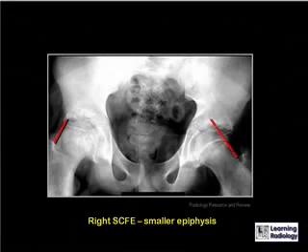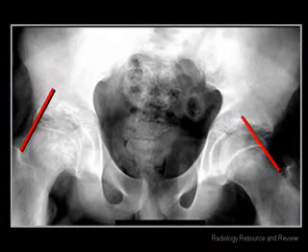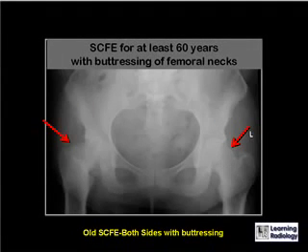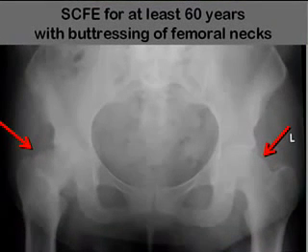This child has slipped capital femoral epiphysis on the right side. The right epiphysis is smaller. The line on the left intersects a portion of the epiphysis. The line on the right does not. This is someone who had a slipped capital femoral epiphysis years before, which was not corrected, and there is, you can see, buttressing, increased bone growth of the femoral necks in order to account for the varus deformity bilaterally.